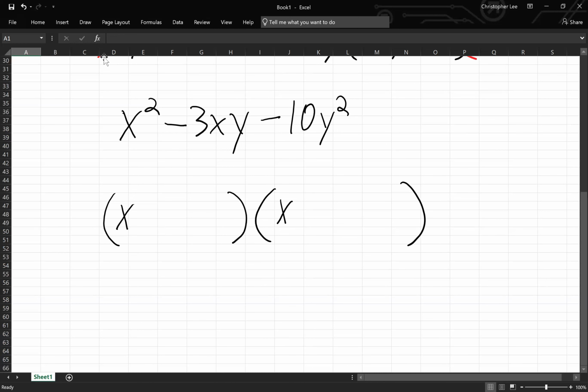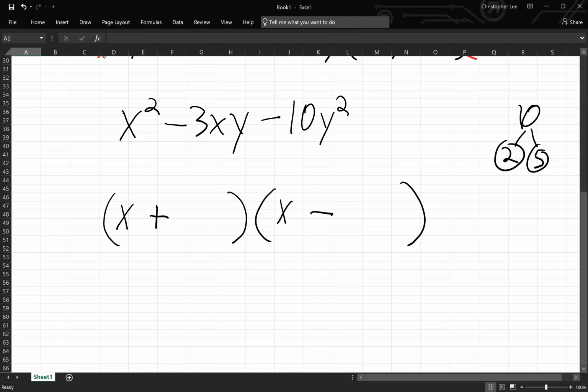I have a negative 10y squared. Now, the only way that I can get a negative number from multiplication is if one of them is positive and one of them is negative, right? So that means it's going to be a plus here and a minus here. If you want to do it in reverse and put the minus there first and a plus, that's fine. I don't care. Next, I need two numbers that multiply to give me 10. Lucky for us, there's only two. It's 2 and 5, right?